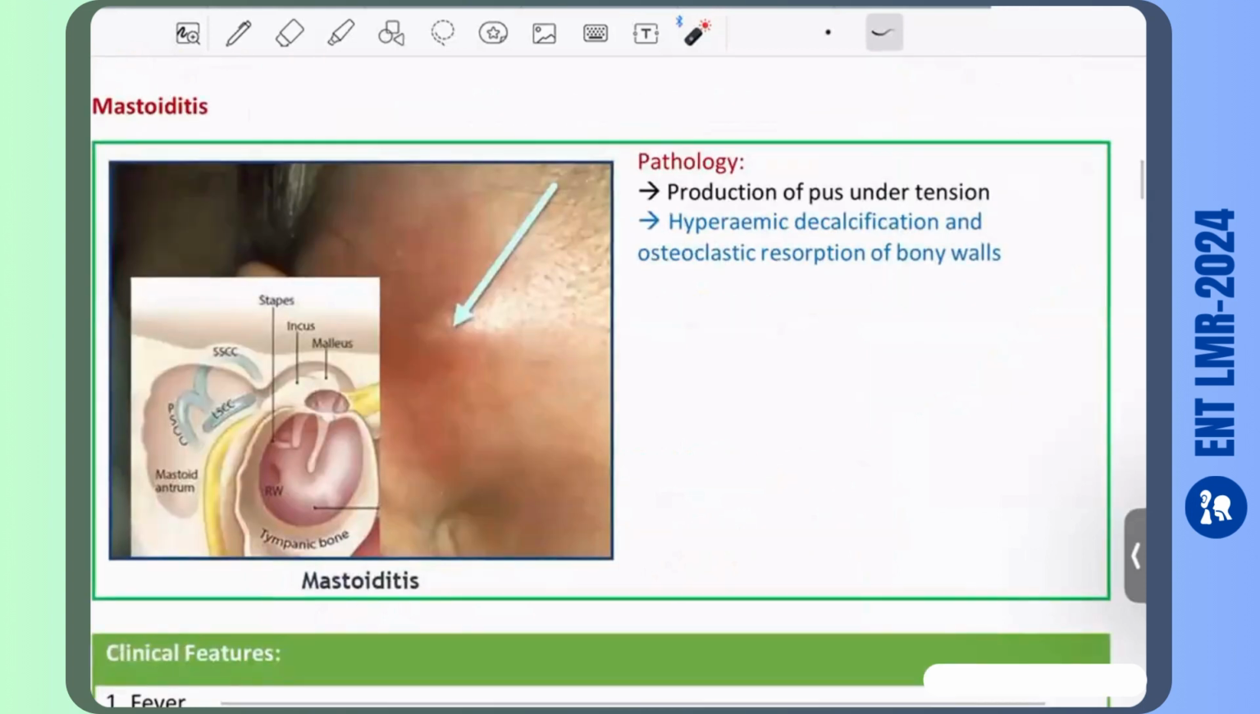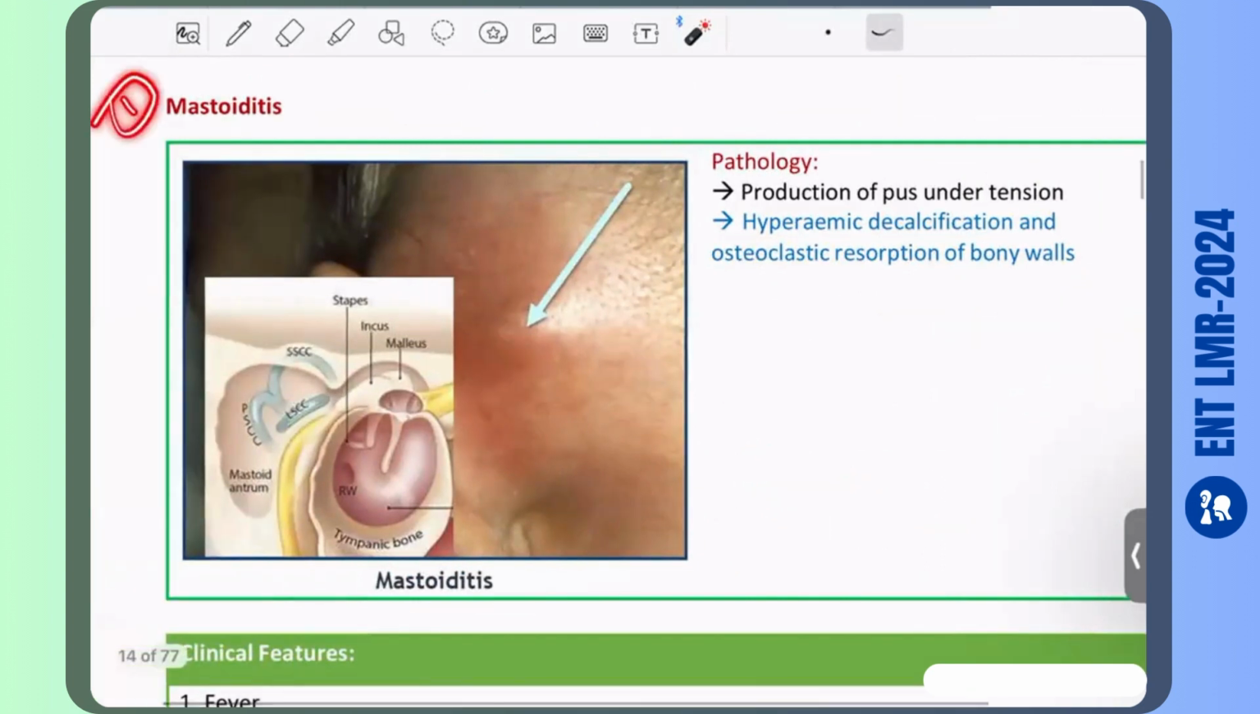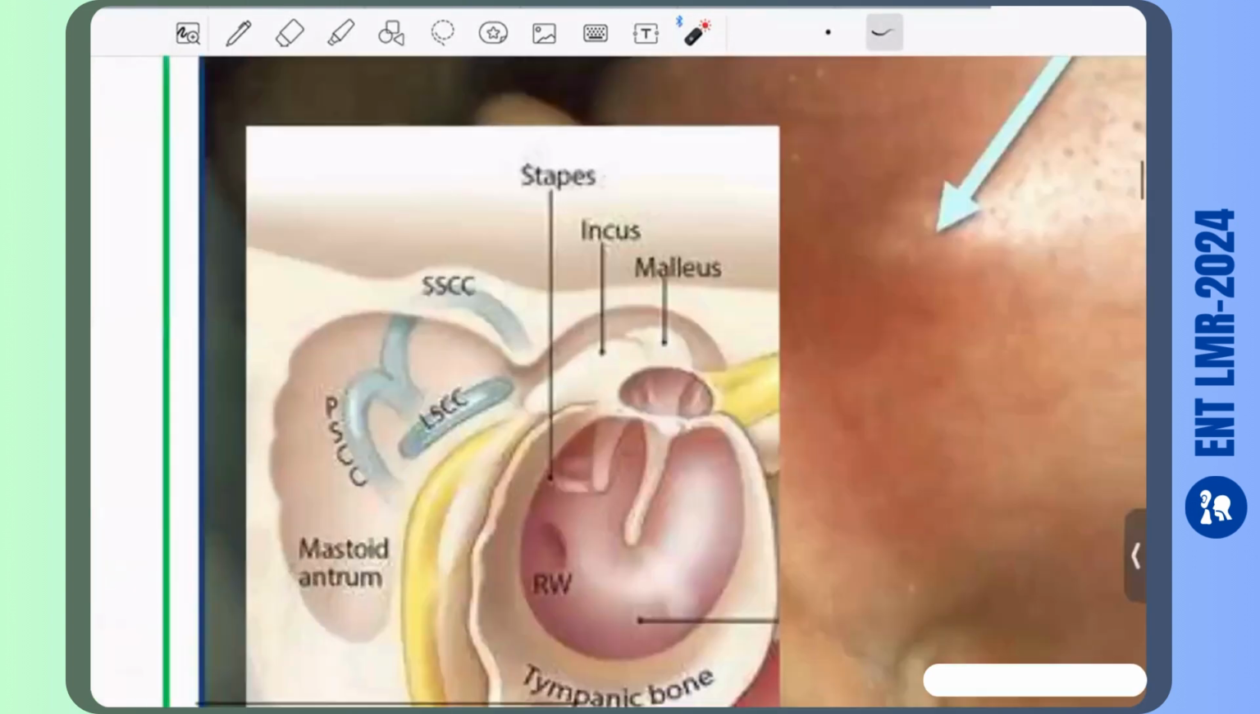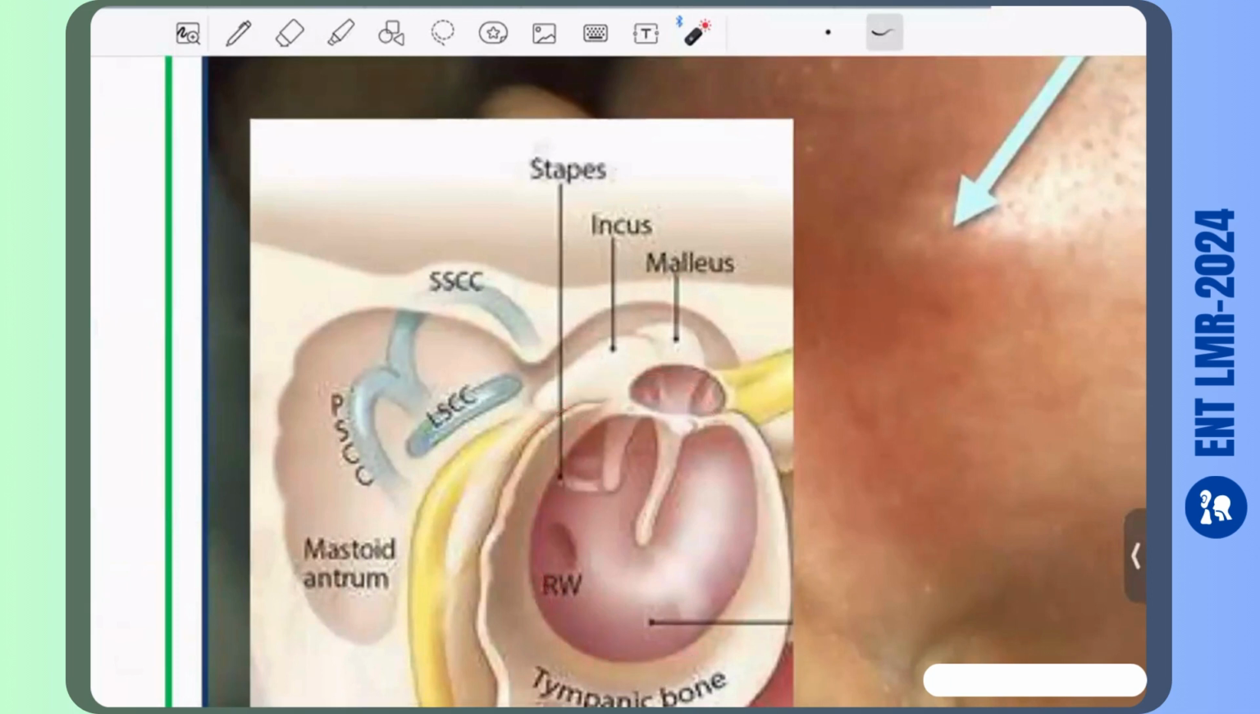So we have done intracranial complications. What are the intratemporal complications? First one is mastoiditis. See here, this is the tympanic membrane which is intact. This is the middle ear. This is the posterior part of the middle ear, which is the mastoid air cell system. If there is pus formation in this mastoid air cell system with intact TM, there will be too much pressure.